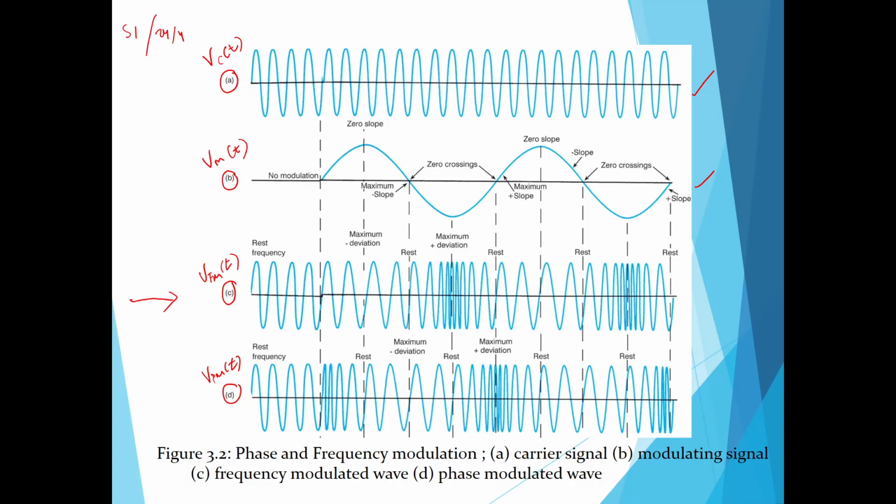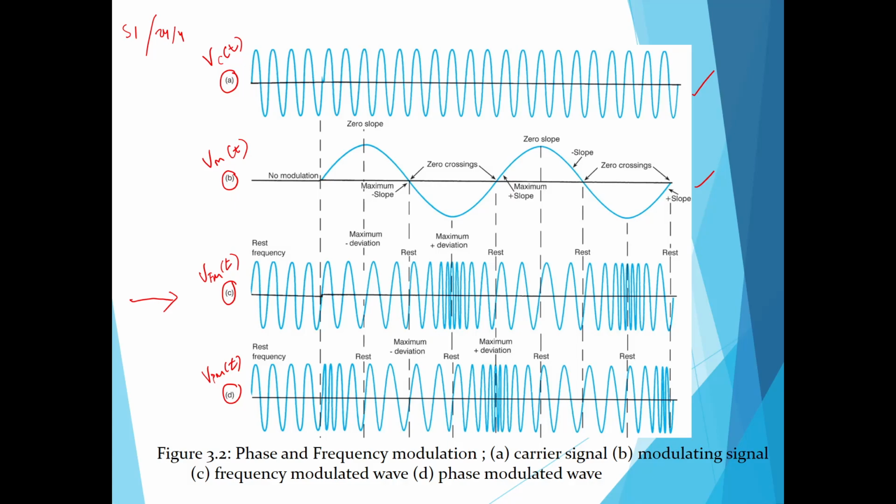Okay, if you have two of these waves, then we can differentiate whether this is FM or PM. Okay, so memang tak dapat nak bezakan kalau tidak ada rujukan VFMT dan juga rujukan VMT dan juga VCT.